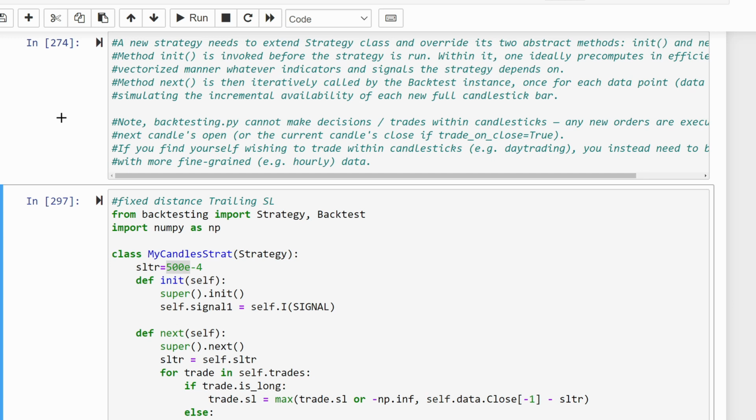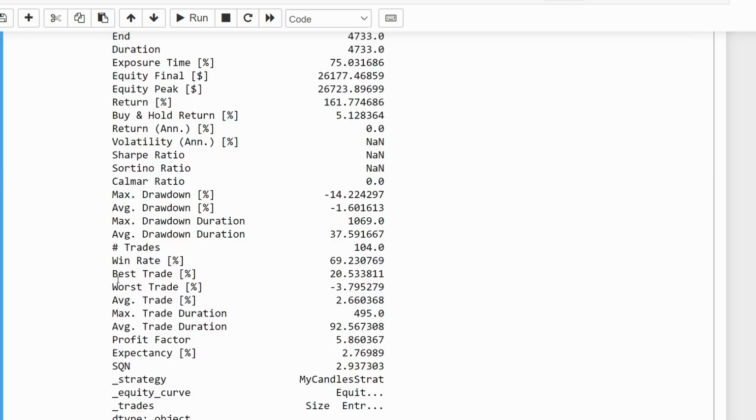It takes a lot of time, so this is actually the hardest part, to just change parameters and check the outcome and not get lost in all of these. Anyway, our win rate percentage is 69%, which is amazing. And the best trade percentage is 20%. This is also very nice. The worst trade percentage is minus 3.8%. This is excellent results here.